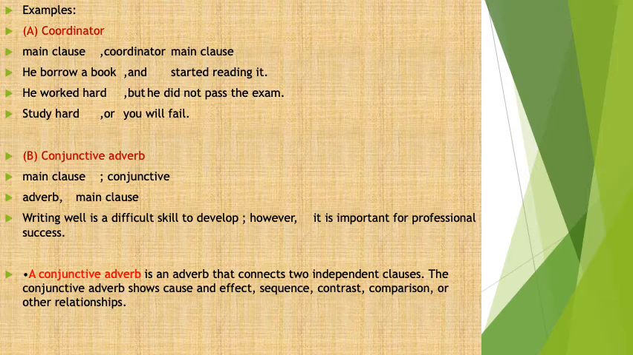What is the conjunctive adverb? اللي هو الظرف اللي يسمونه الظرف الرابط، اللي هو الظرف اللي يربط بين جملتين. Is an adverb that connects two independent clauses. The conjunctive adverb shows cause and effect. ينطيني السبب والتأثير. Sequence, contrast, comparison or other relations.